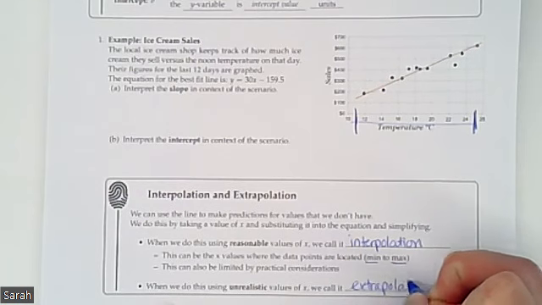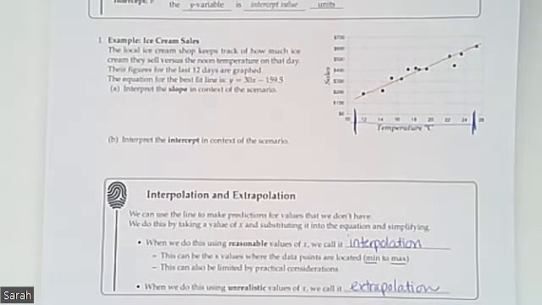That's extrapolation with an E, like elephant. And you're using points that are outside of the reasonable ones. So you can kind of think of this as like extraterrestrial. It's outside of the planet Earth. These are outside of where our data points are hanging out.